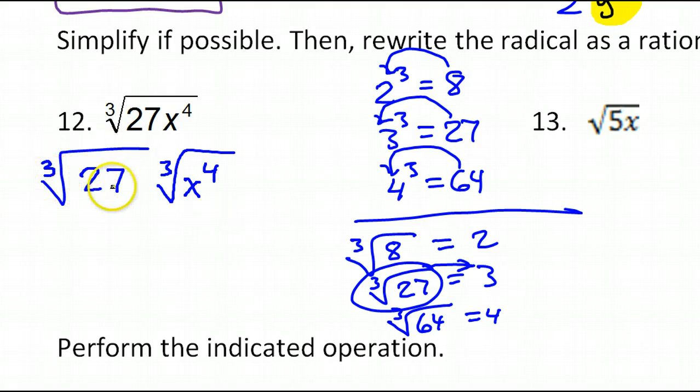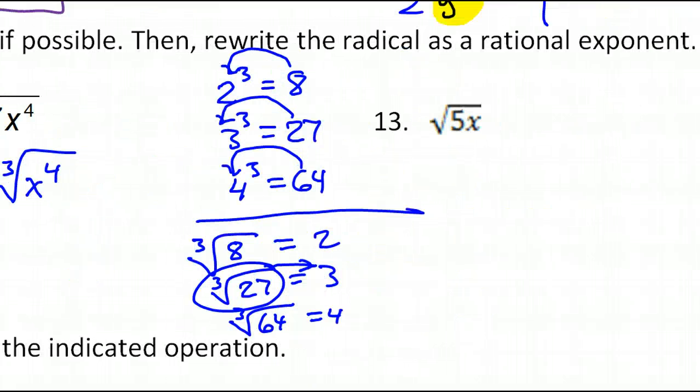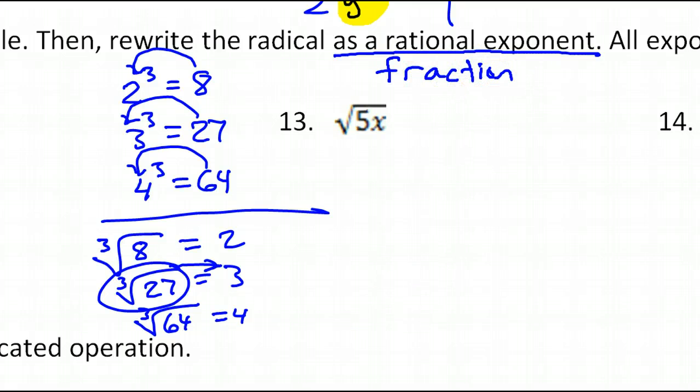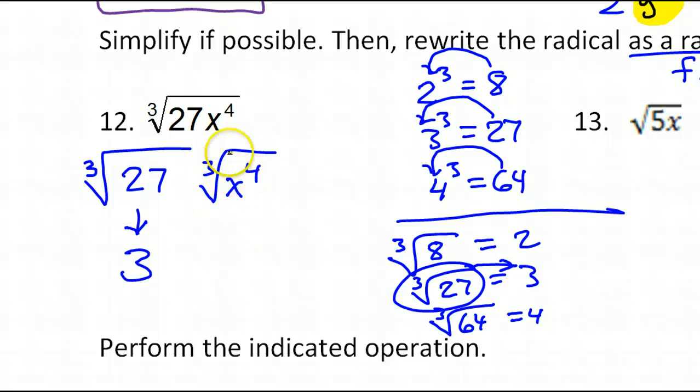Now, the cube root of 27, like I said, is 3. So this is just going to become a big old 3 outside the radical. Now, as far as the cube root of x to the 4th power, well, it's time to go ahead and rewrite this as a rational exponent. That means a fraction. So no radicals. We're writing it in exponent form.